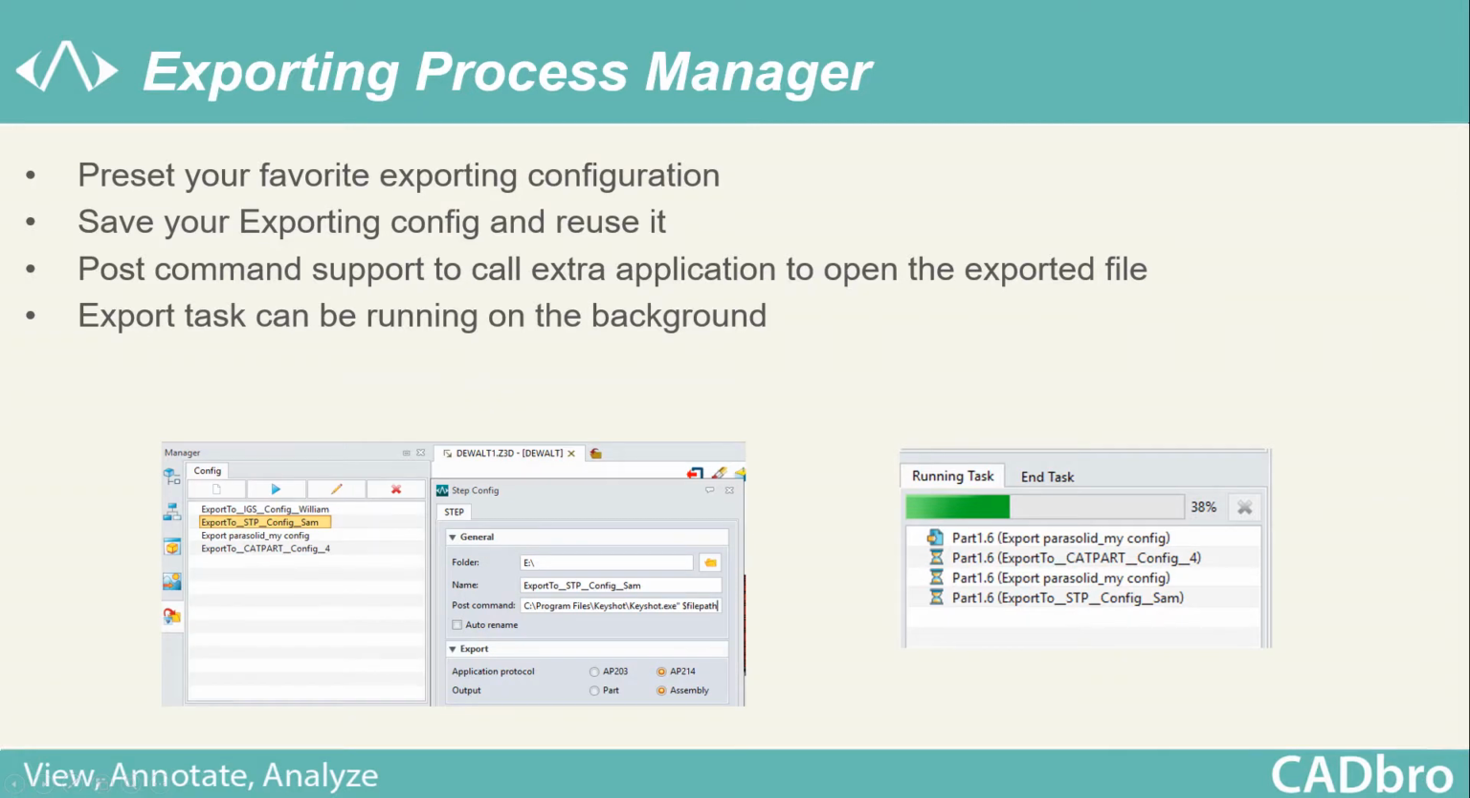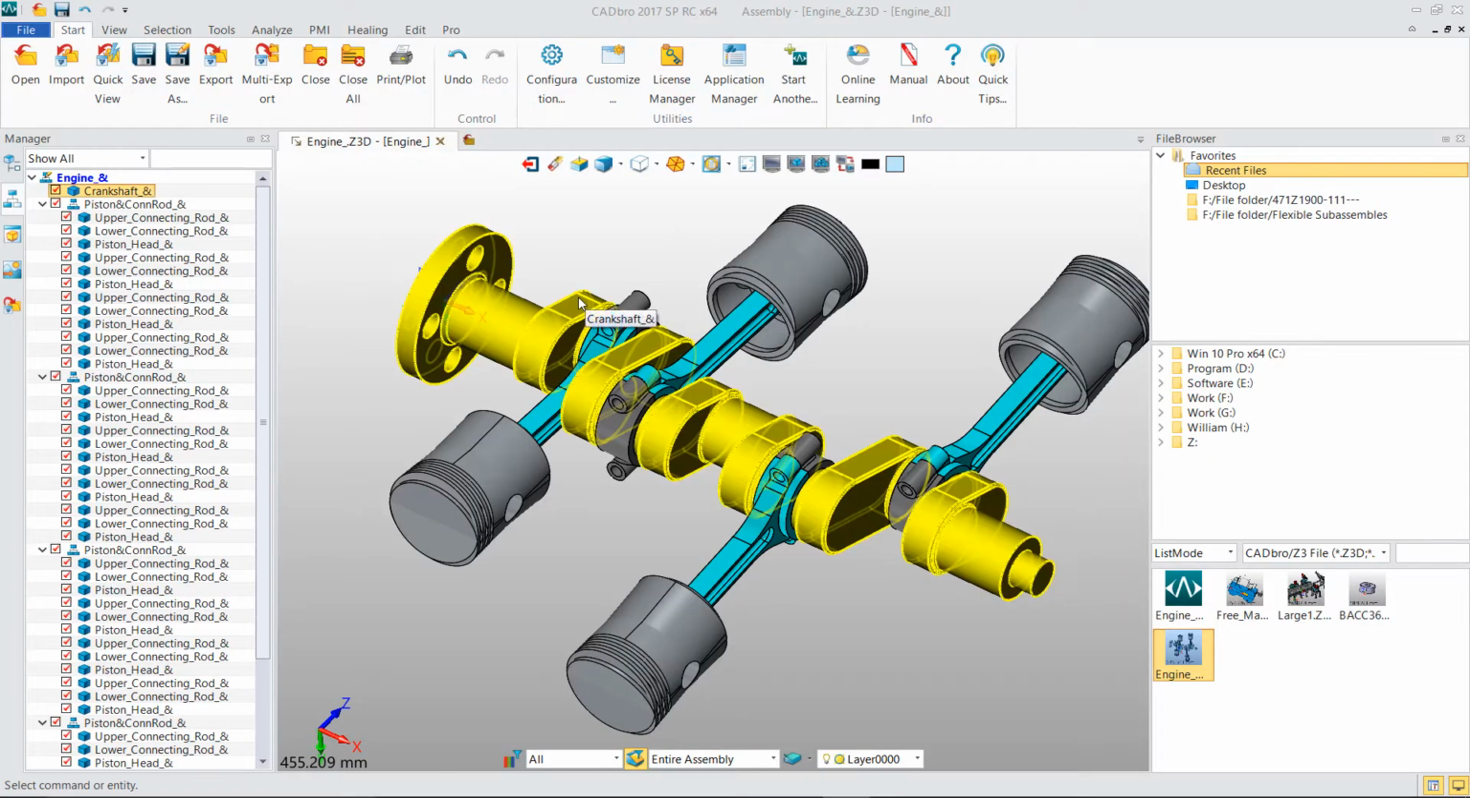Exporting Process Manager. Exporting Process Manager is a new function in CADbro 2017 SP1 version, which can predefine the exporting process and store the configuration. Here is the mechanical assembled model.